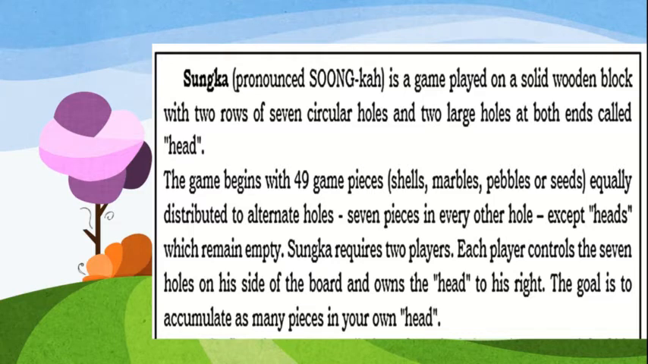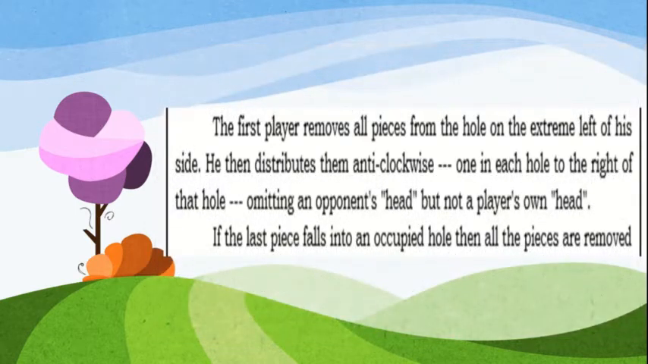Sungka requires 2 players. Each player controls the 7 holes on his side of the board and owns the head to his right. The goal is to accumulate as many pieces in your own head. The first player removes all pieces from the hole on the extreme left of his side. He then distributes them anti-clockwise, 1 in each hole to the right of that hole, omitting an opponent's head, but not a player's own head.